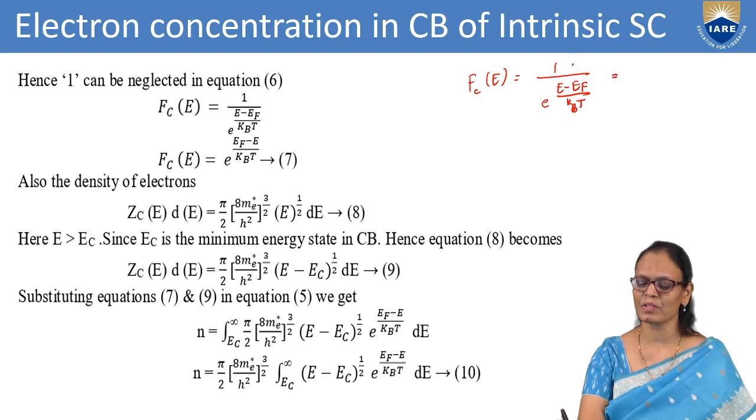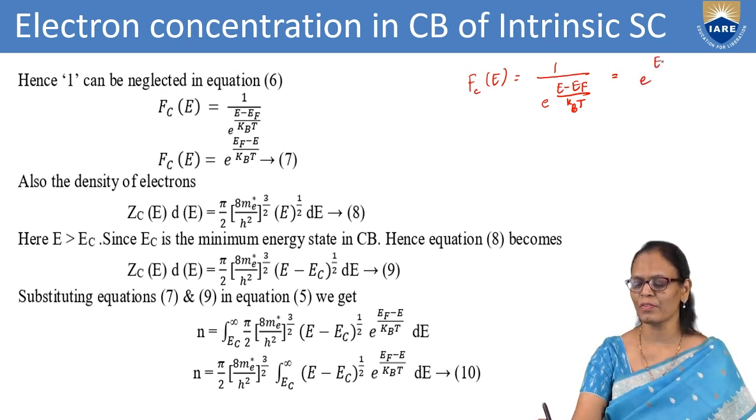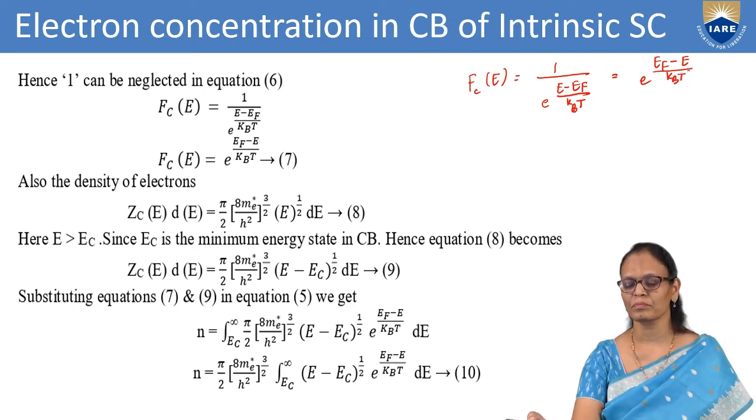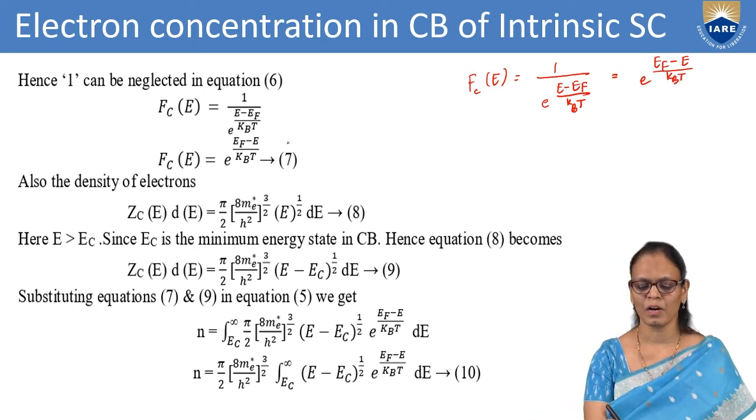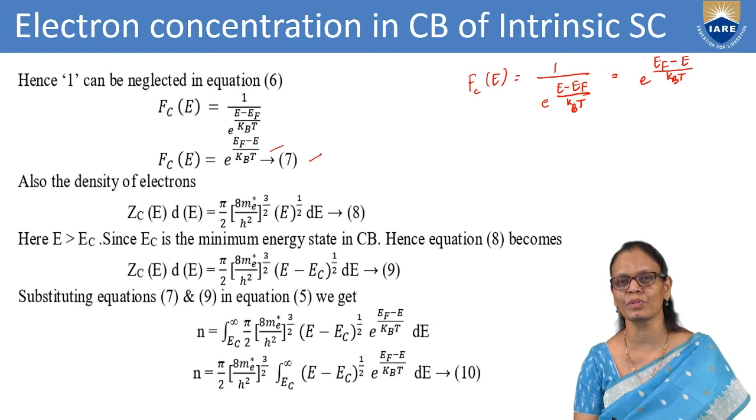I take this term to the numerator, all the signs will change. So this minus Ef will become plus Ef, and this plus E will become minus E upon kBt. This is how you write Fc of E is equal to e power Ef minus E by kBt. This is the expression we are going to use.